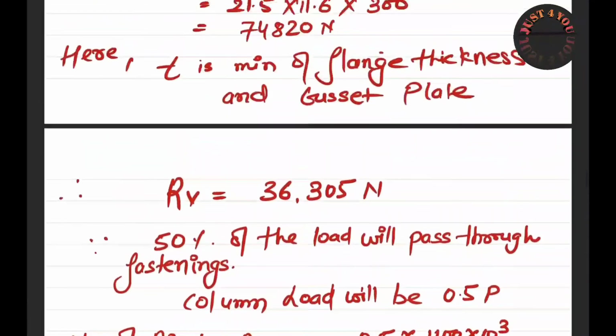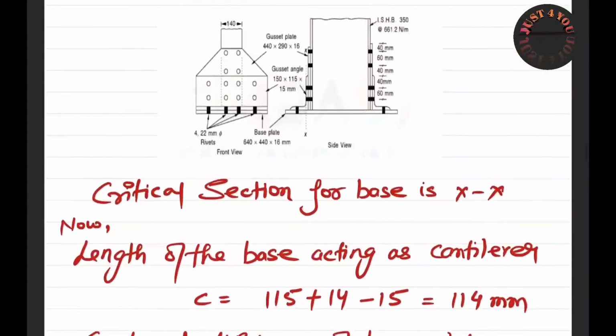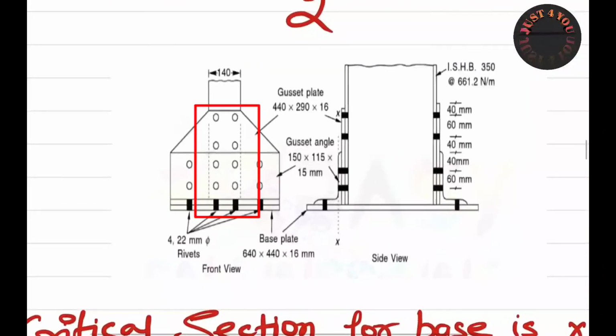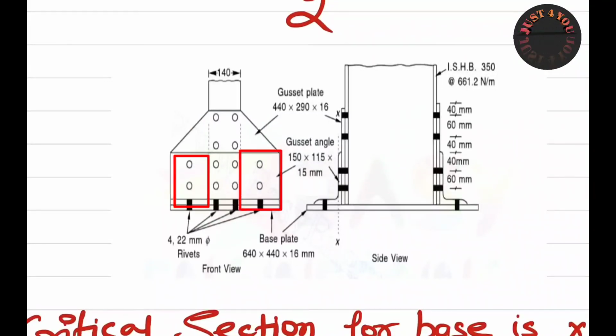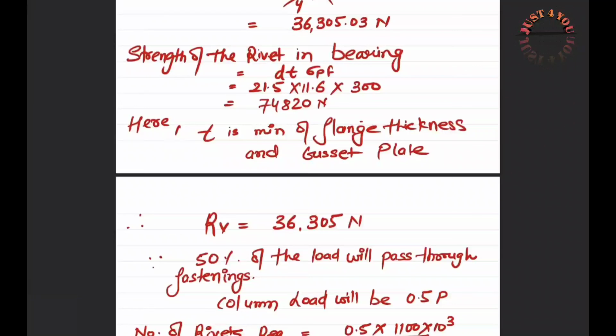Now this connection can be seen here in this diagram. Here you can see these are the 8 rivets which are used in the connections, and similarly there are 4 additional rivets of 22 mm for connecting the gusset angles to the gusset plate. So basically this is how a column base is designed.